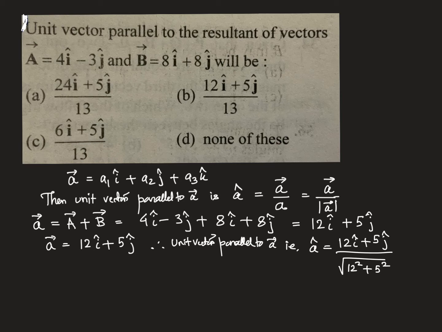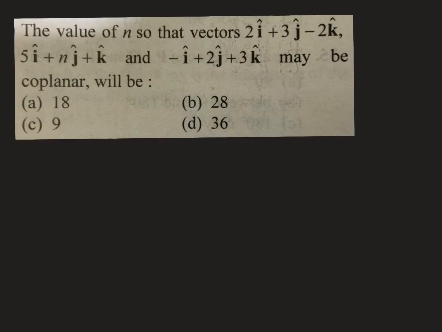So you have option B correct. That means A cap is equal to (12 i cap + 5 j cap) divided by 13. Okay. Now the value of n, so that the three vectors may be coplanar. I mean, three vectors are coplanar, right?